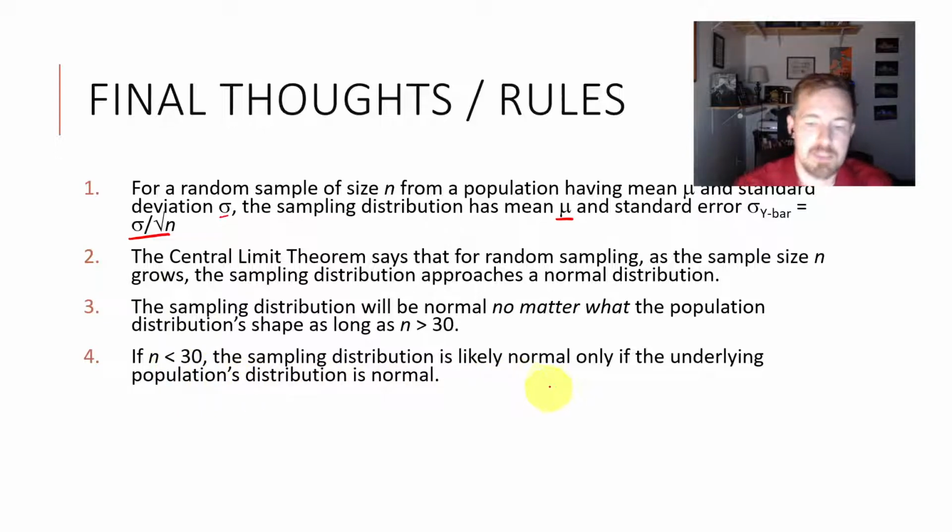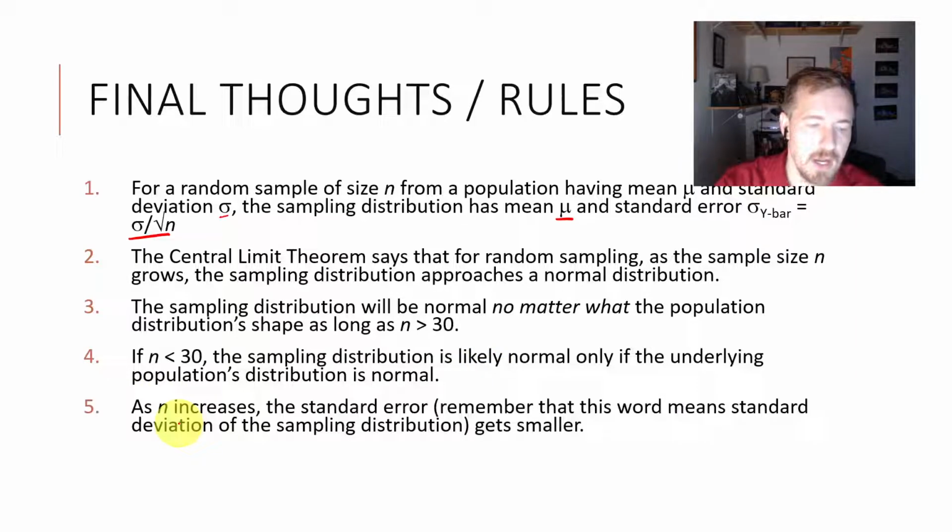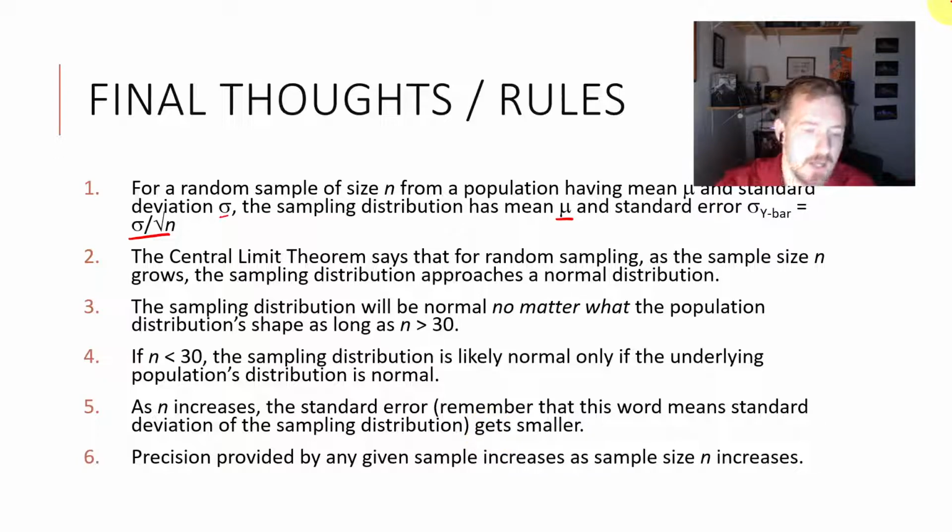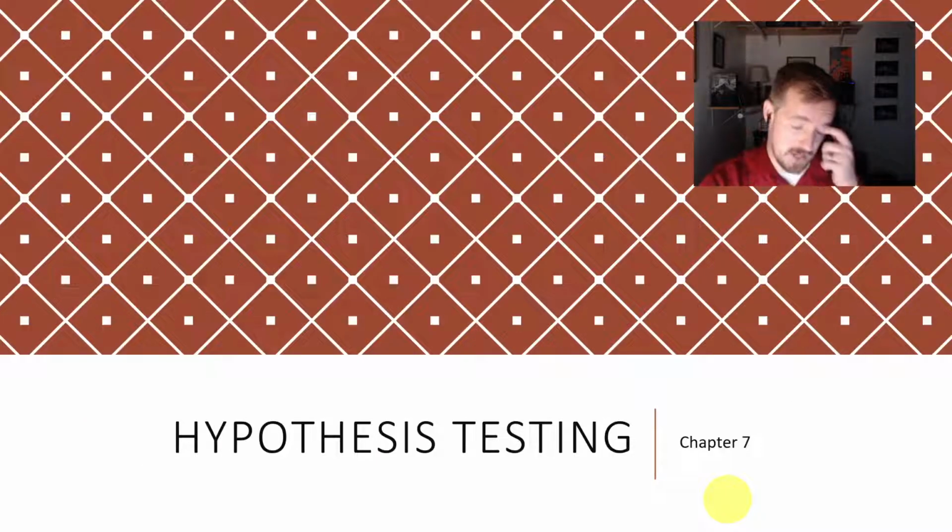This part right here is about the law of large numbers, which is that if your samples are less than 30, the sampling distribution is only going to be normal if your population distribution is normal. And as n increases, the standard error is going to get smaller. So the standard error, in other words our variability, is going to get smaller because our confidence is going to increase. And as always, as your sample size increases, your precision for these estimates is going to get better as well. And that is it.